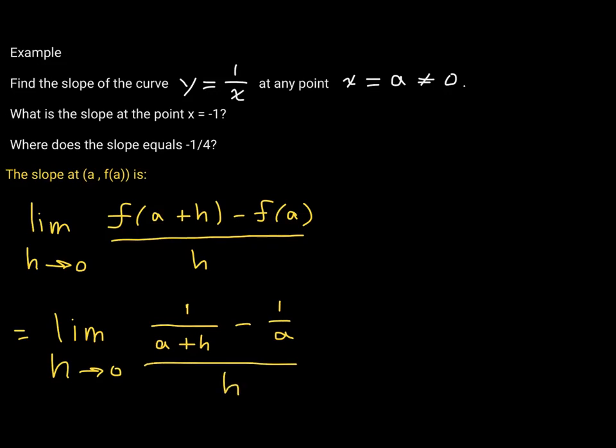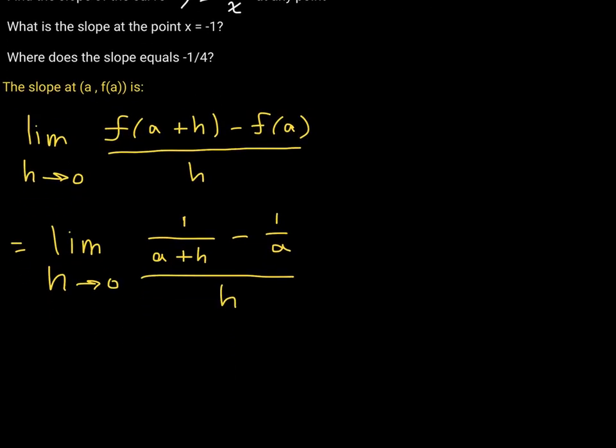I think what we should do here is get common denominators up here in the numerator so that we can actually perform this subtraction. The common denominator will be a times a plus h. This fraction here will have to be multiplied in the numerator and the denominator by a. This fraction here will have to be multiplied in the numerator and in the denominator by a plus h.